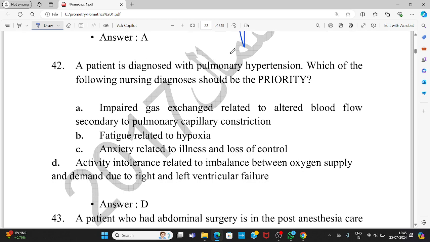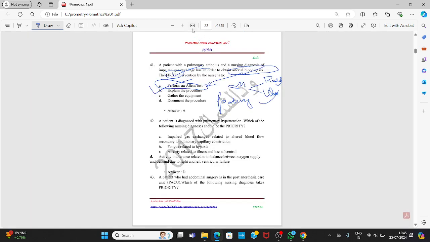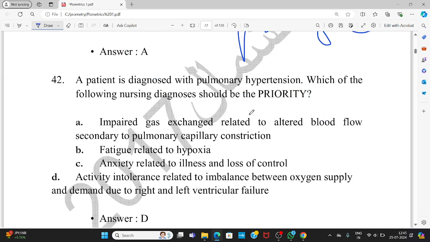A patient is diagnosed with pulmonary hypertension. Which of the following nursing diagnosis should be priority nursing diagnosis? So, this is about the priority. Impaired gas exchange related to altered blood flow secondary to pulmonary capillary constriction. Fatigue related to hypoxia. Anxiety related to illness and loss of control. Activity intolerance related to imbalance between oxygen supply and demand due to right and left ventricular failure.